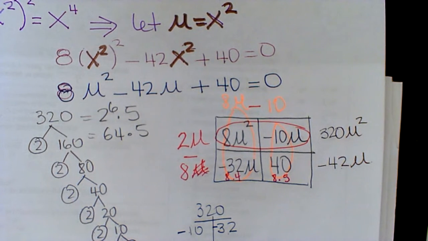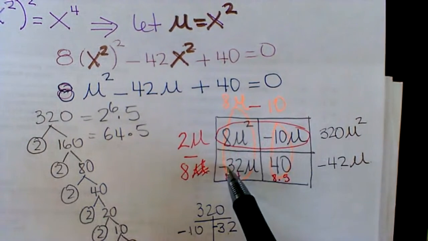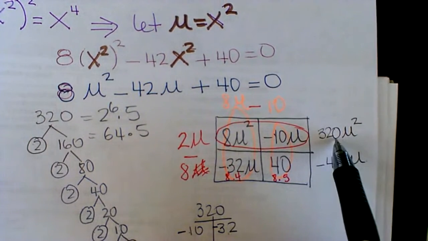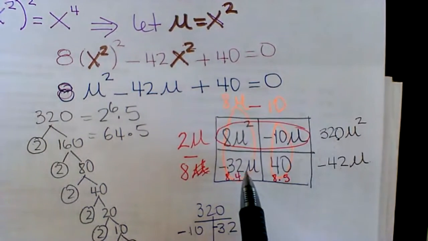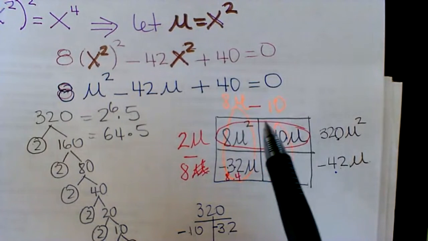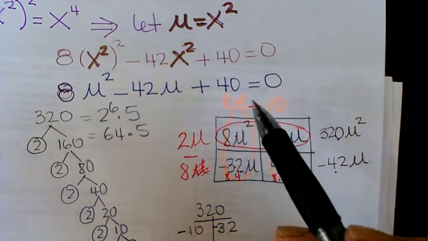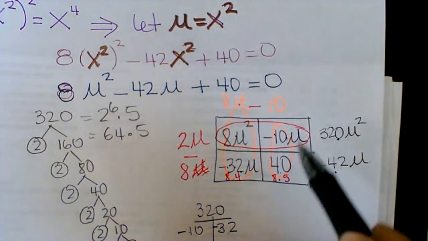Guess what? Are we doing okay with this one? Let's review this one. When I multiplied, I got the 320u squared. When I add, I got the negative 42. 8 times 1 and 8 times, so 8u, and this is 10.